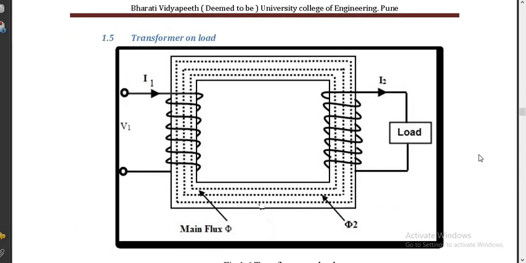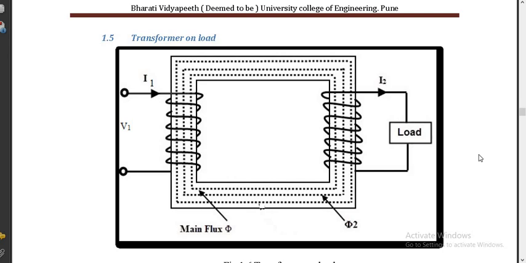Then I talked about transformer on load. So when load was connected, secondary circuit was completed, and in that case there was I2 set up, and because of N2 I2, again a flux which was set up in the opposite direction. To compensate this, there was secondary reflected current which was drawn from primary. So N2 I2 is compensated by N1 I1 dash.